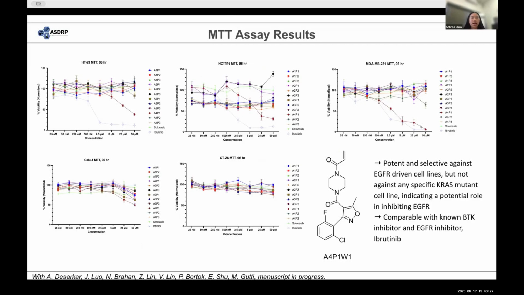The first assay was MTT, that measures the anti-proliferative activity of our compound. Our data showed that our most potent compound was A4P1, as it was selective in EGFR cell lines, but not CT26, meaning that it may be EGFR driven. However, it is not specific against any KRAS mutant cell lines. And we also tested Ibrutinib on the same cell lines, and it was comparable to A4P1, but at a lower potency.